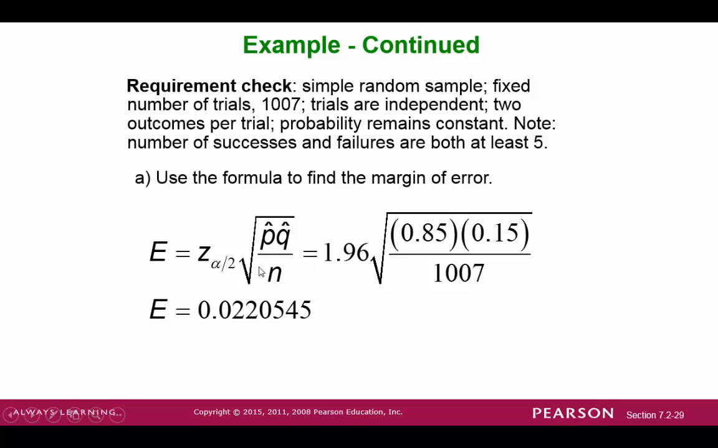So now let's use a formula to find the margin of error. Our z sub alpha over 2 is 1.96, and we have 1.96 times the square root of p hat, which is 0.85, times q hat, the complement, that's 0.15, and then divided by n. So if you punch that in your calculator, you get 0.022, so about 2.2 percentage points.